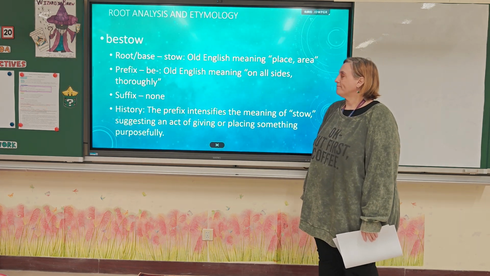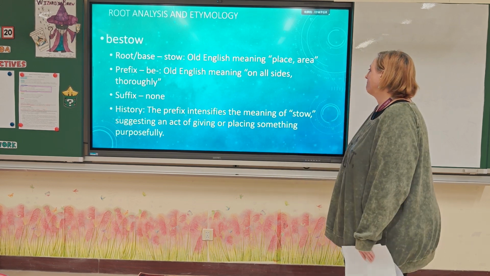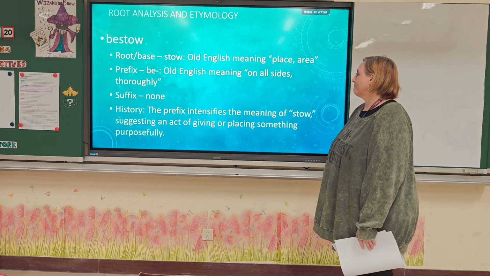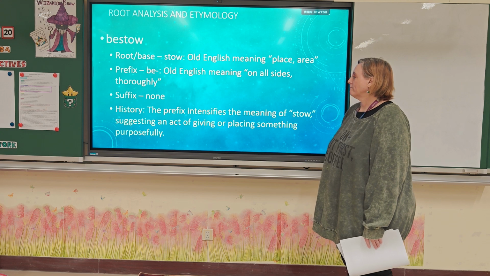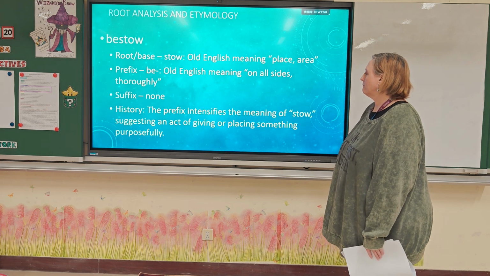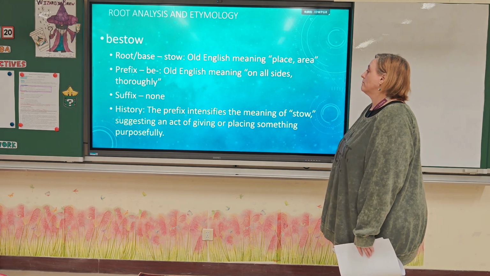Bestow. Root base, stow, Old English meaning place, area. Prefix, be, Old English meaning on all sides, thoroughly. Suffix, none. History: the prefix intensifies the meaning of stow, suggesting an act of giving or placing something purposefully.